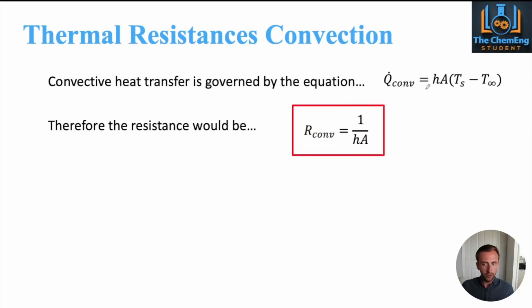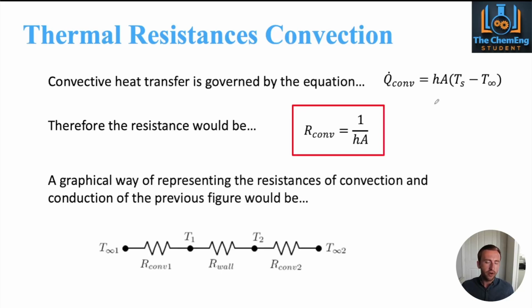Therefore, the resistance for convection must be 1 over the heat transfer coefficient for the fluid multiplied by the heat transfer area. It has to be the inverse. It's inversely proportional.